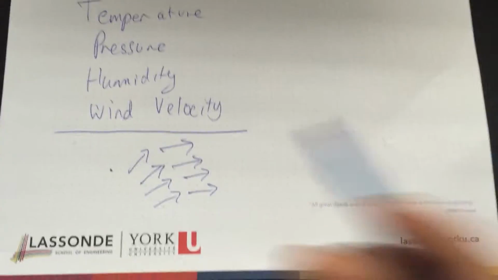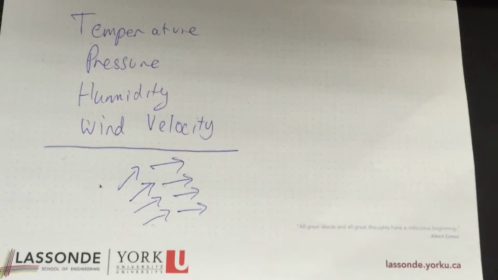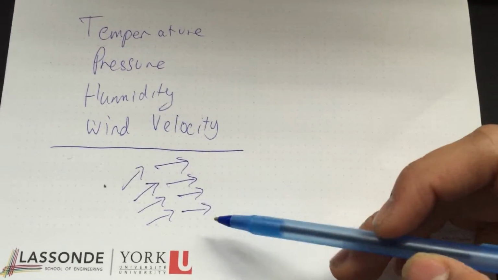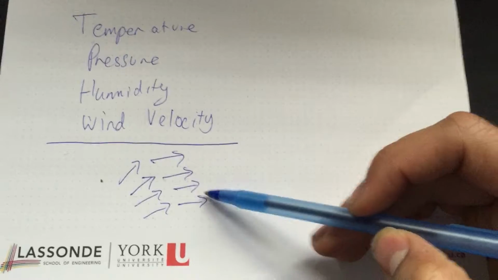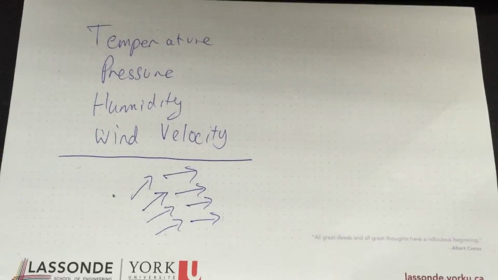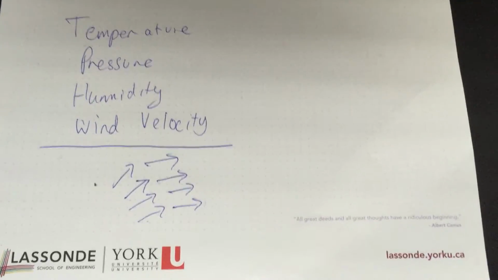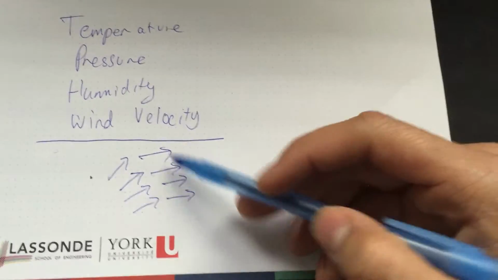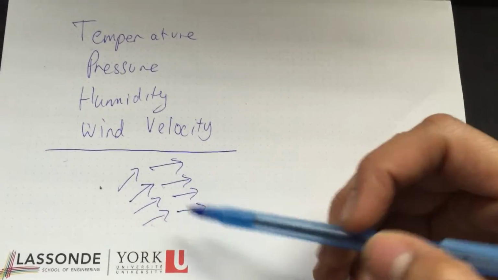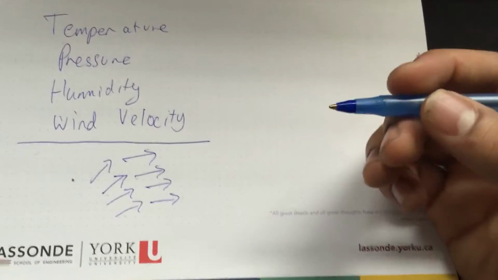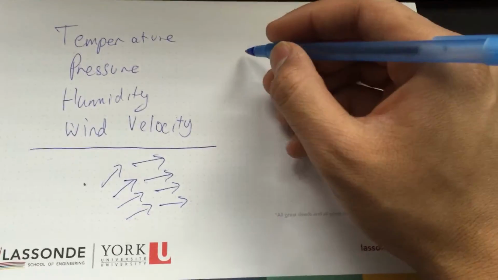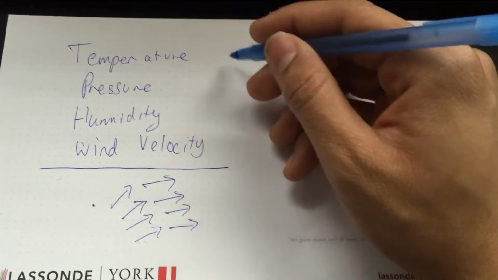Now, how do you measure something like this from a single place? You obviously can't be standing here measuring the wind here, measuring the wind here all at the same time. There needs to be a way to measure the wind velocity at all these points all at the same time. To do that, we make use of something called the Doppler effect.